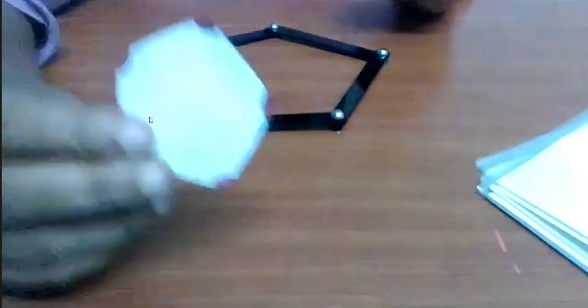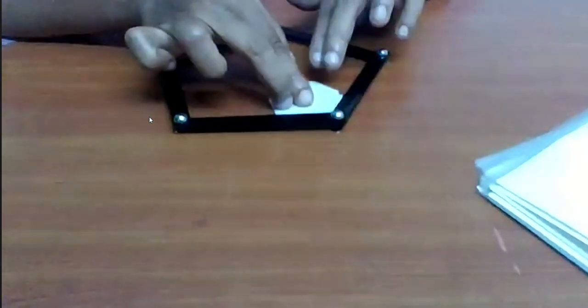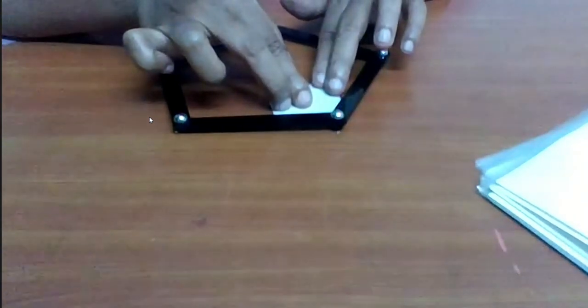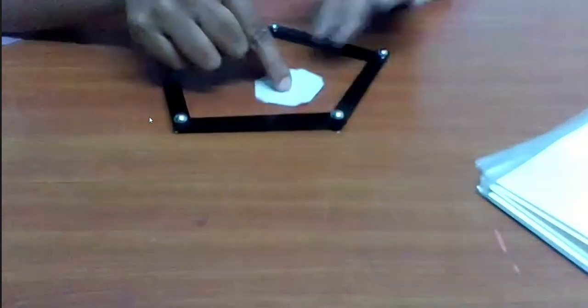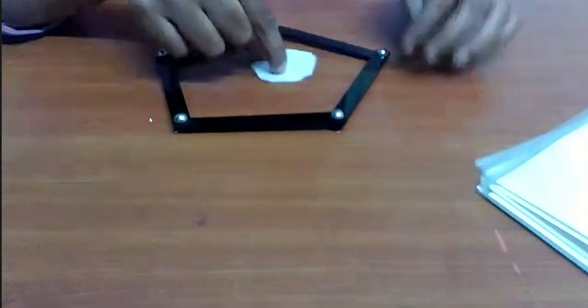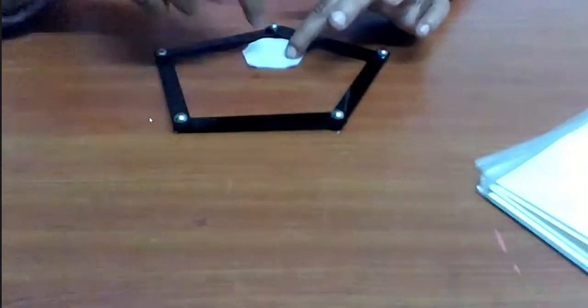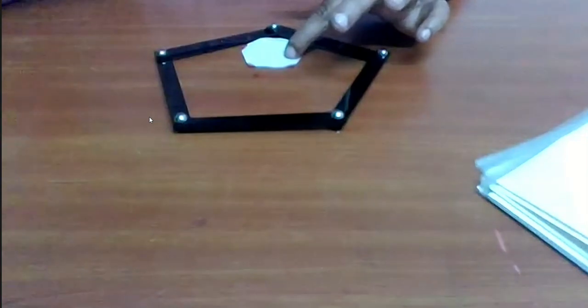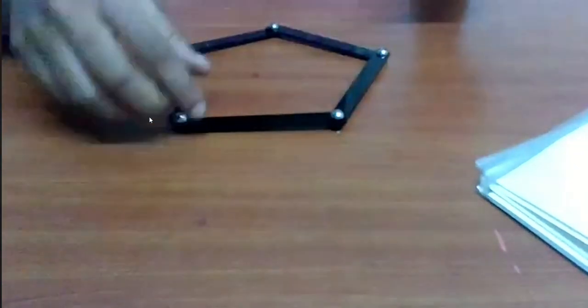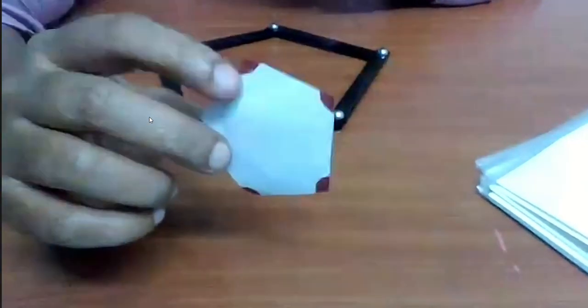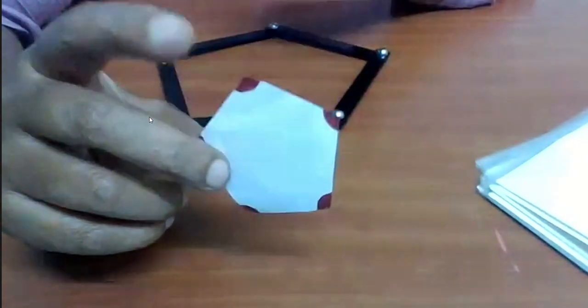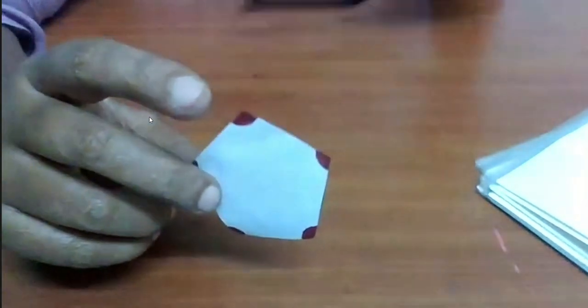Here, just coincide one of the angles of the pentagon. That's all. You're going to check only the angles, right? Why do you worry about the length of the stick? That is what I said: make this measurer with the regular polygons, then only it will work. Got it?